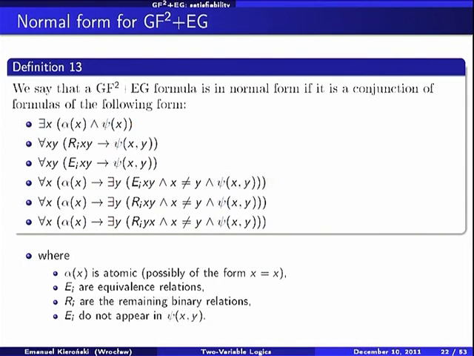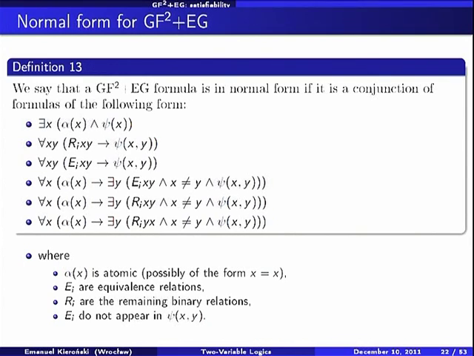We may say that there exist some elements whose one-types are defined by alpha x and psi x. And then we have universal formulas, yes, for all x, y, something, but they have to be guarded. And I decided to distinguish two kinds of such formulas, one with equivalence relations in guards. These are the formulas for all x, y, Ei x, y, then something. And the second kind of formulas are the formulas with symbols which are not required to be interpreted as equivalences.